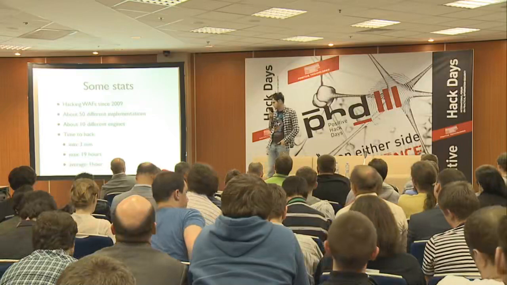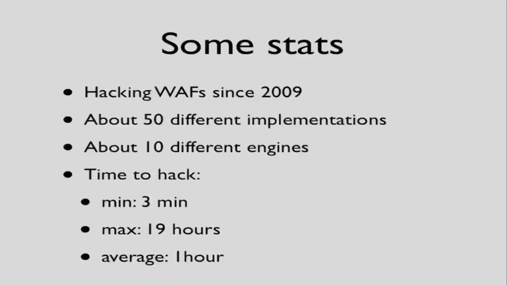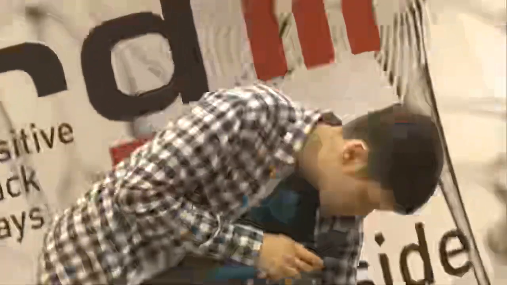10 engines, 50 implementations, 3 minutes minimum time to hack. Maximum time to hack is 19 hours. The average is a working business day, 10 hours. But the most typical time to hack is 1 hour, so there are plenty more bad engines than good ones. Average time to hack is just 1 hour.